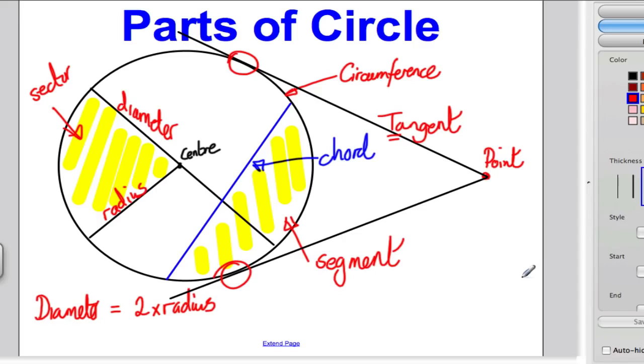So they're all the parts of the circle that I may refer to when I'm going through the following circle theorems. You should be aware of all of these different pieces of terminology. Okay, let's get straight on with some circle theorems.